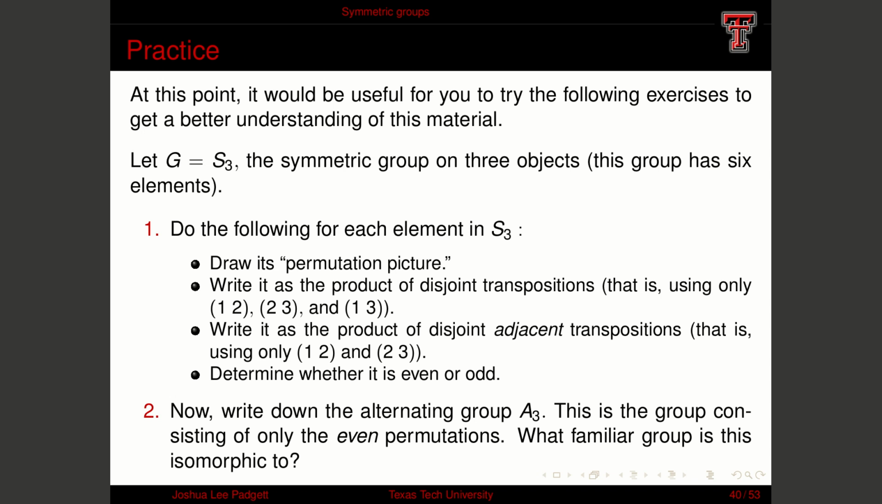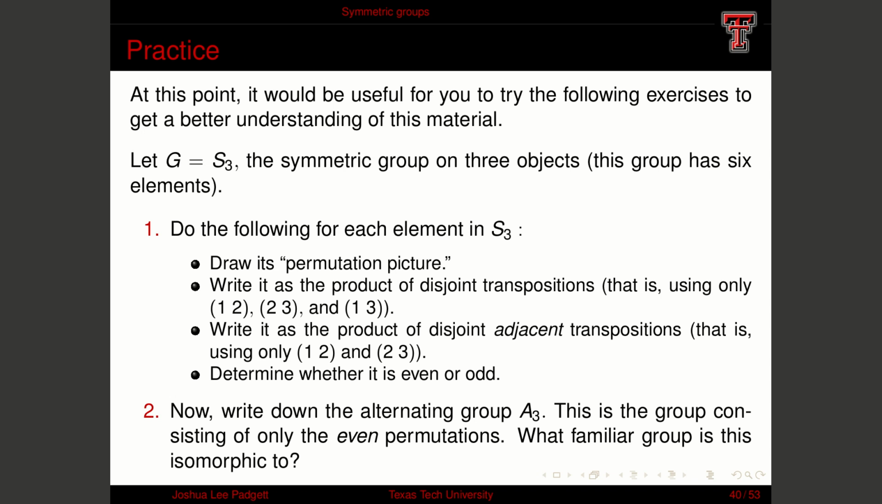I want you to write out every single permutation through disjoint transpositions: (1 2), (2 3), and (1 3). So decompose all of them. I want you to write it as the product of disjoint adjacent transpositions, so decompose all of them into just (1 2) and (2 3), and determine whether each of these is even or odd. Obviously I'm not taking this up. This is to help you understand permutation groups better.